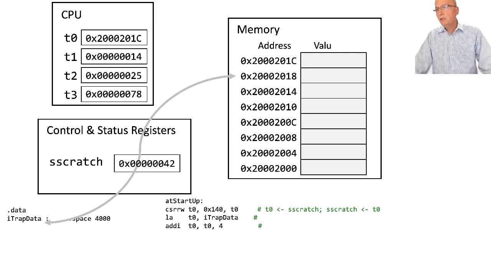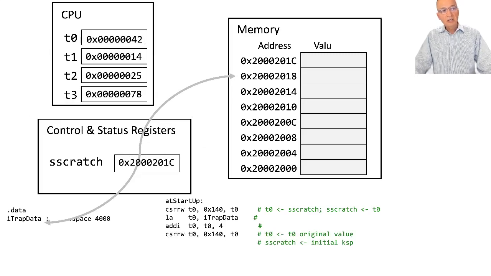And now I'm going to add 4 to T0, because I want the address to be the address before the beginning of this space. So the top of the stack is the address immediately before that space, because the first thing that I'm going to do is lower the value of the stack pointer before I do any use of it. And then I execute the exchange again. Executing the same instruction again will exchange those two values.